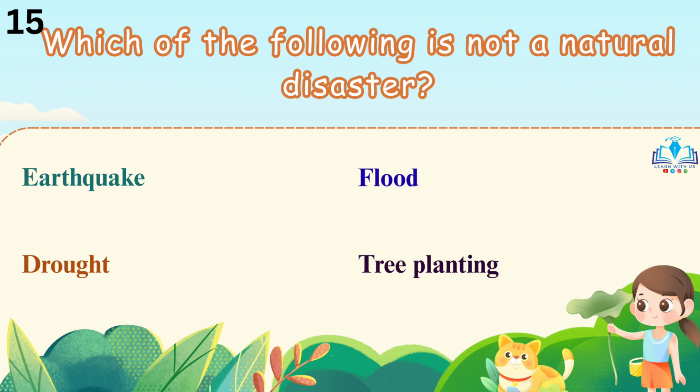Question 15. Which of the following is not a natural disaster? A. Earthquake. B. Flood. C. Drought. D. Tree planting. Answer D. Tree planting.